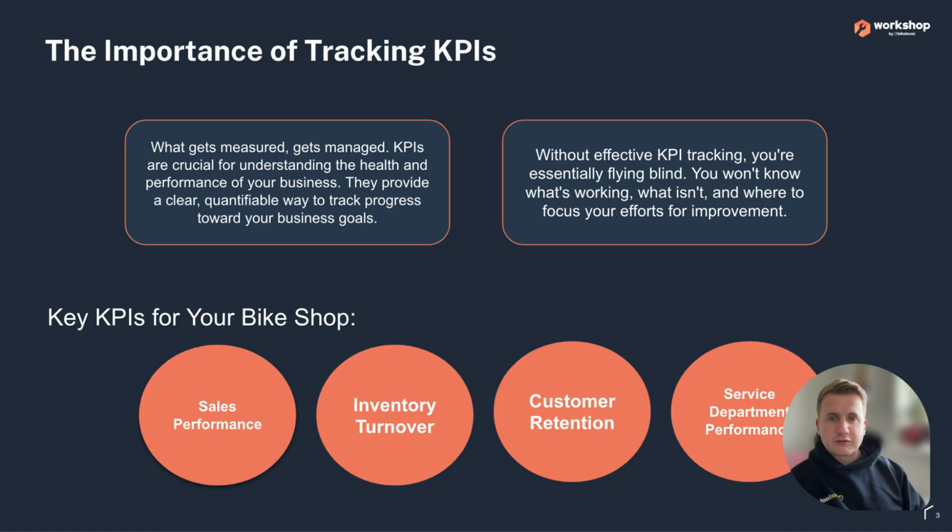And then finally, service department performance. That means the number of service jobs being completed, average service revenue per job, service department utilization rate, which is basically technician efficiency, and turnaround time for service jobs. All of this is really important to run an efficient workshop. Unfortunately, Workshop has a lot of cool features that can really help you track those key KPIs.